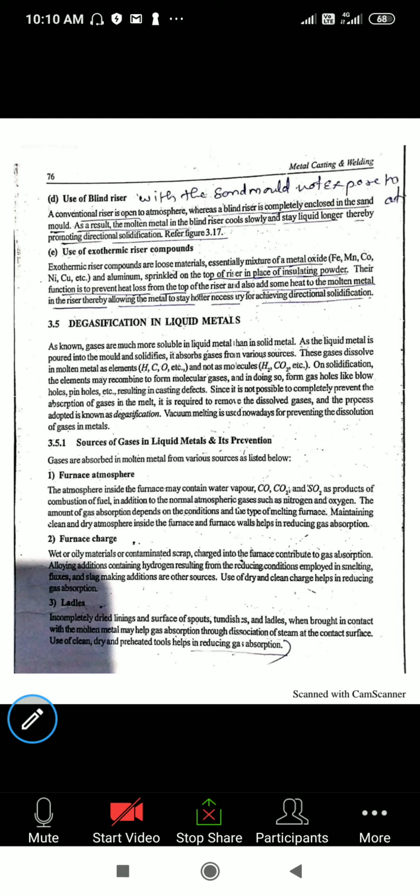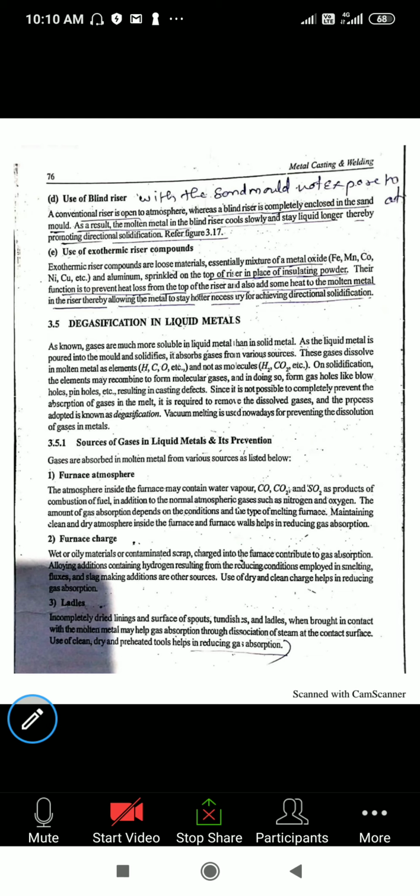Otherwise the gases with the molten metal enter the mold cavity. When the molten metal gets solidified, that gas remains inside and makes a hollow hole within the casting, which is called a defect. Such a defect is called a porosity defect. So to avoid such defects, the gases have to be removed.